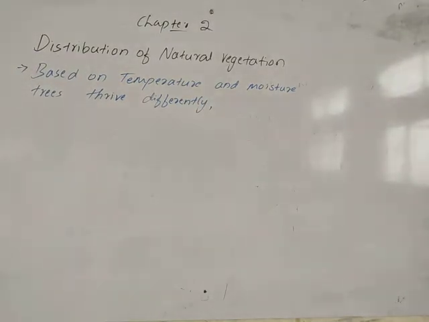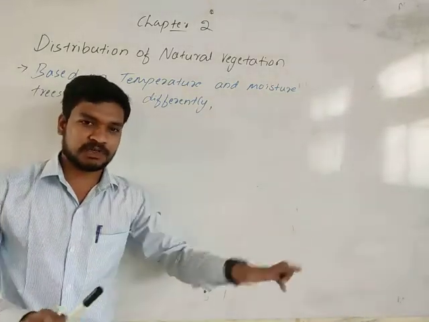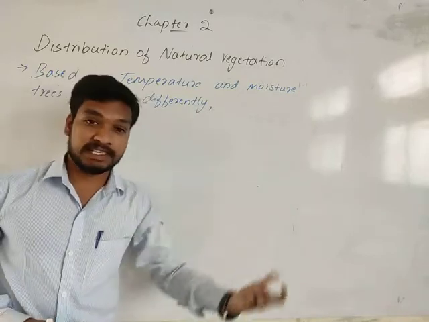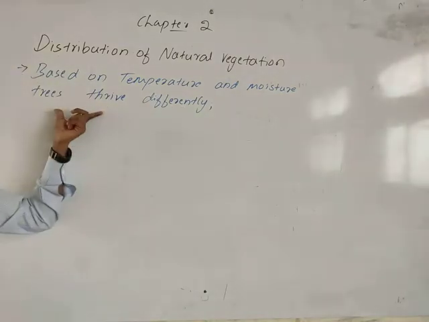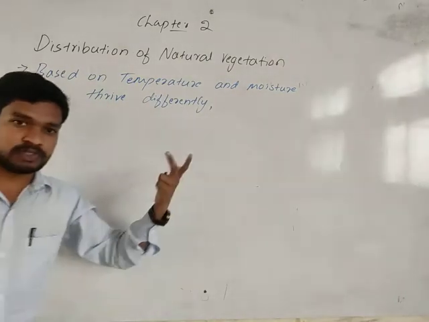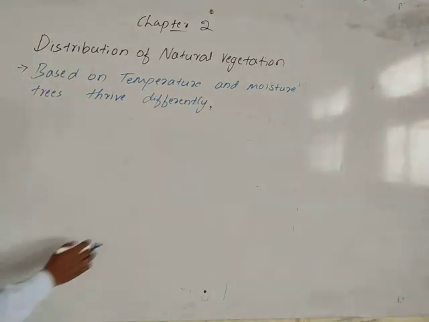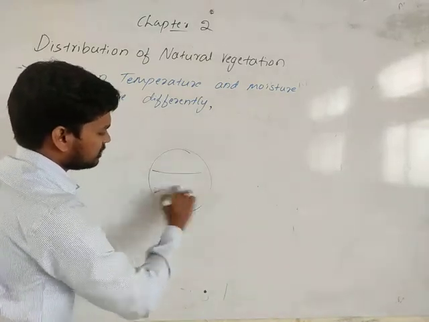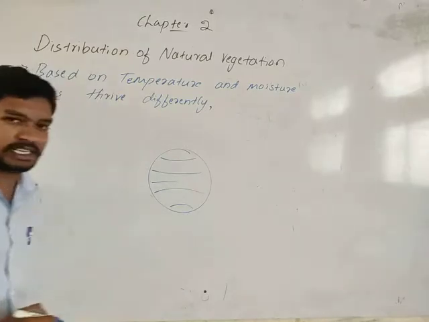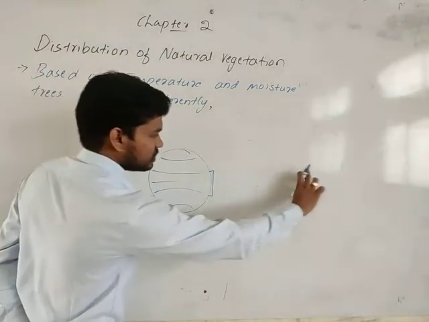Okay. So based on the temperature and moisture, suppose there is an area that receives high temperature and has more moisture. In those places, the trees that thrive, that grow very well, are in the areas which receive the highest temperature and get more water availability. Suppose we have divided the earth into 8 zones.